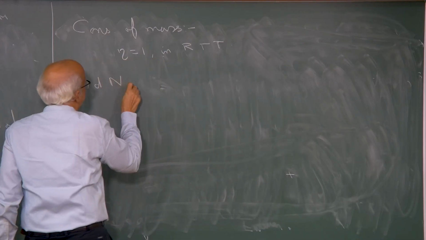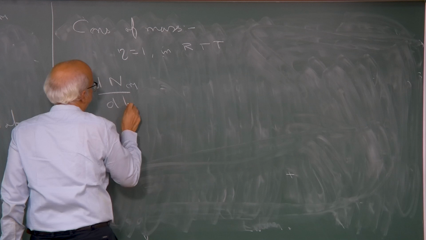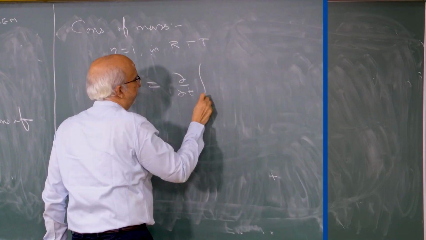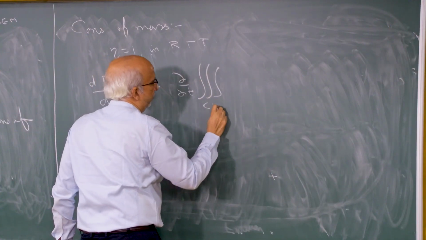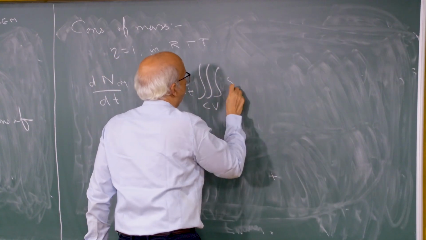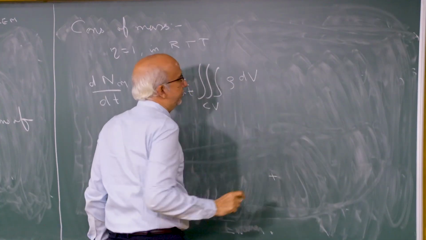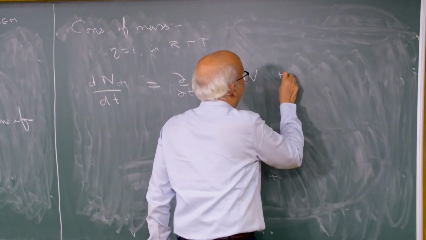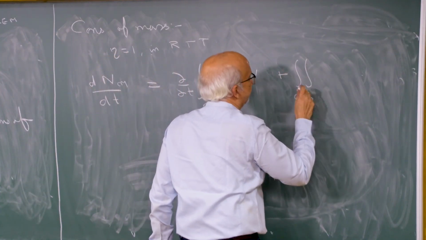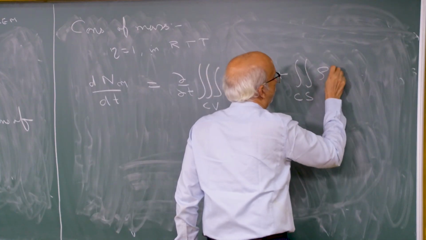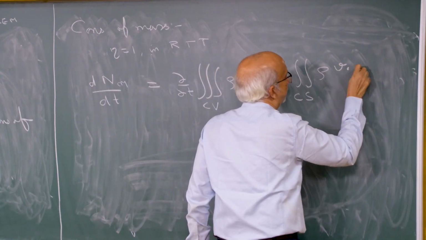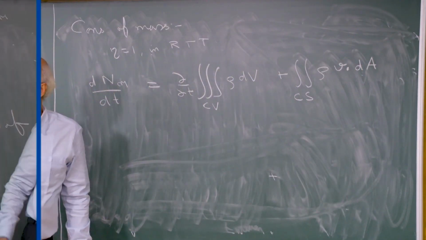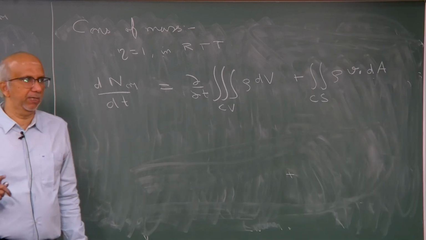Then I get d/dt of N_CM equals the partial derivative with respect to time of the integral over the control volume of rho dV, plus the integral over the control surface of rho v dot dA. In the Reynolds transport theorem, I have only put eta equal to 1.